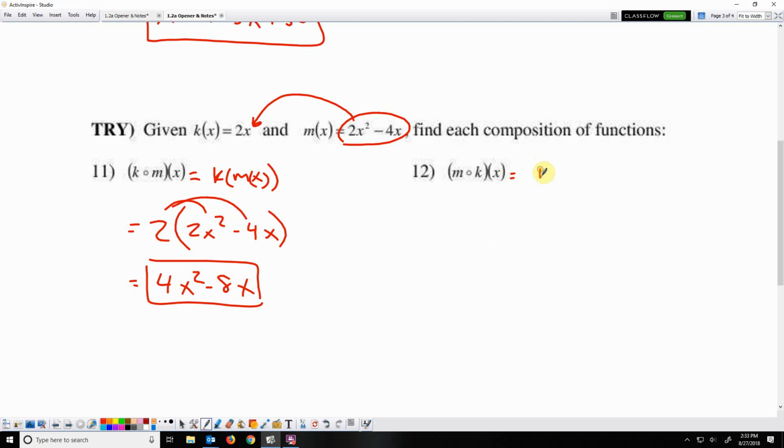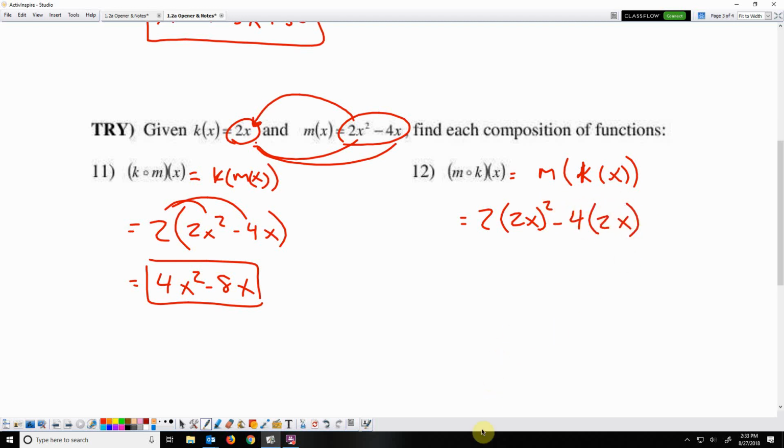And last, m of k of x. That means that k of x gets substituted in to m of x. So that's 2, and then the x becomes 2x squared minus 4, and that x becomes 2x. So 2x to the second power is 4x squared. I can multiply these and get 8x. And then 2 times 4x squared is 8x squared.